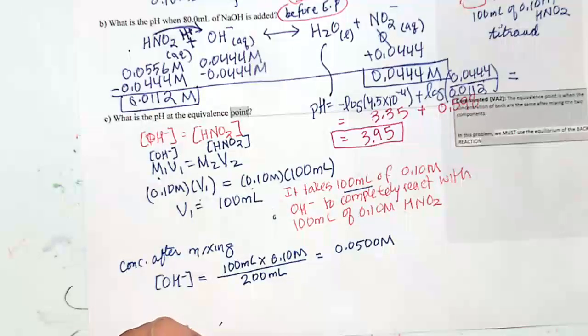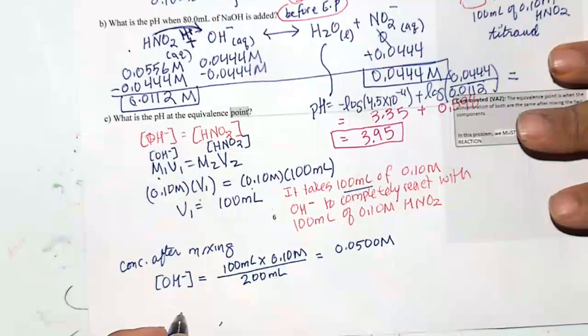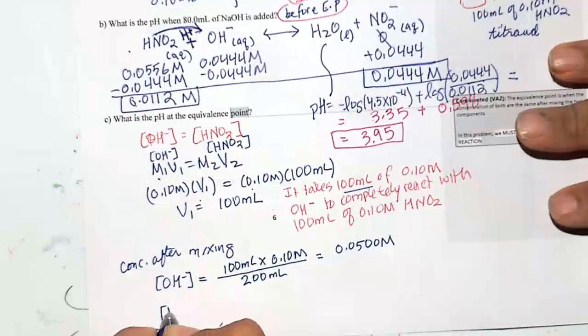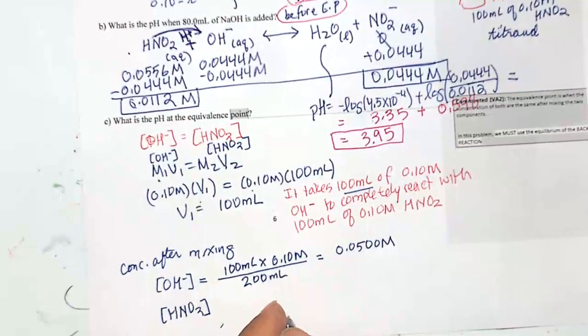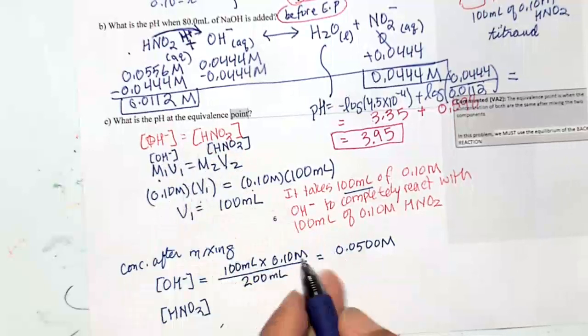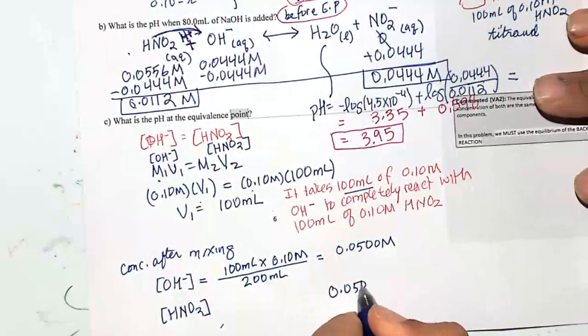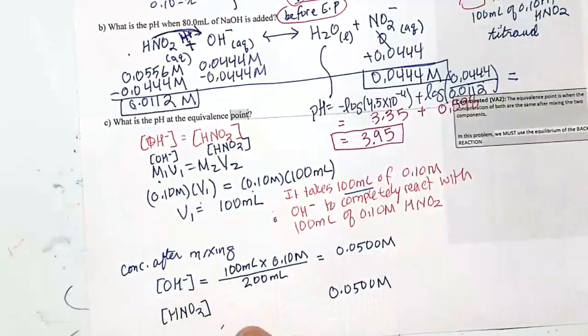Now let me ask you this question. I need you guys to be with me, focused on the paper and me. At the equivalence point, what's the concentration of HNO2? What do you think it's going to be? It would be 0.0500. Very good. Okay, 0.05. Why is it 0.05? Because they have to be equal to each other. At the equivalence point, they have to be equal to each other. Okay, very good. Nice job.